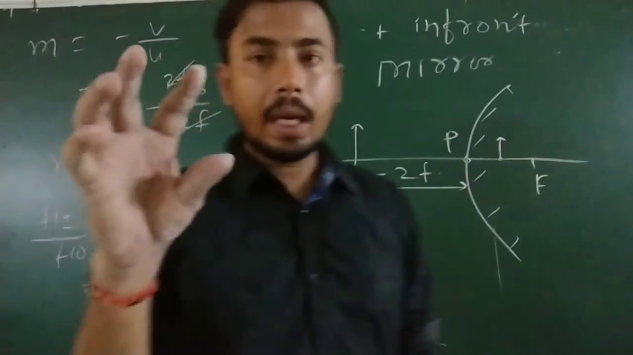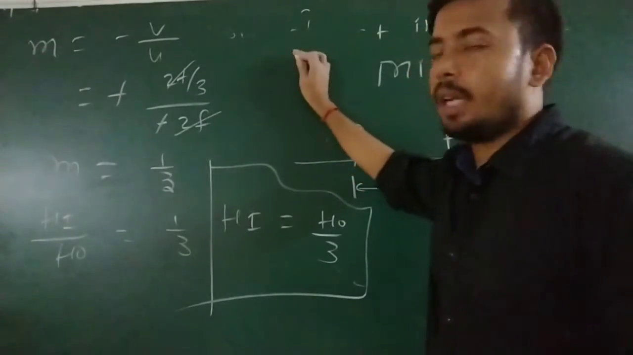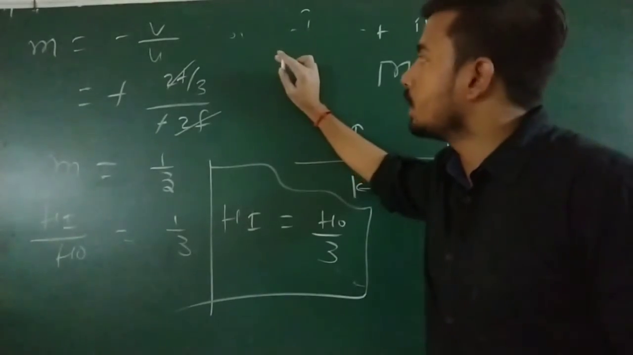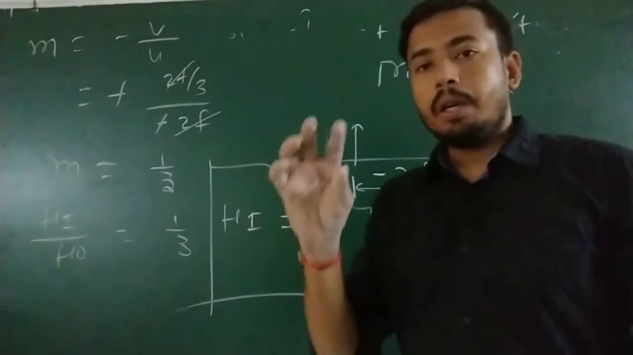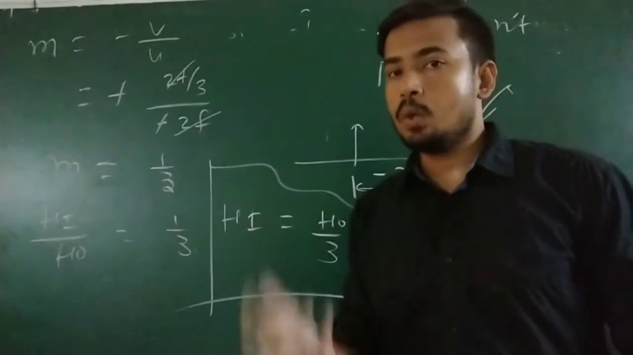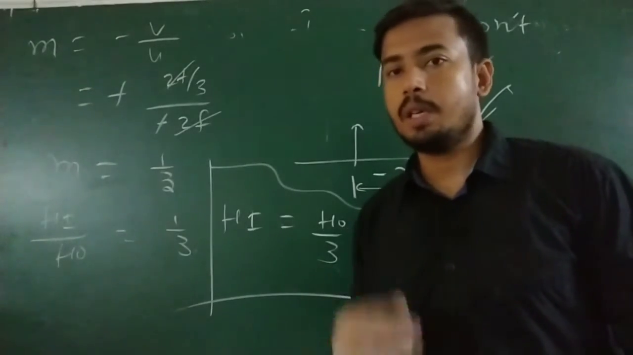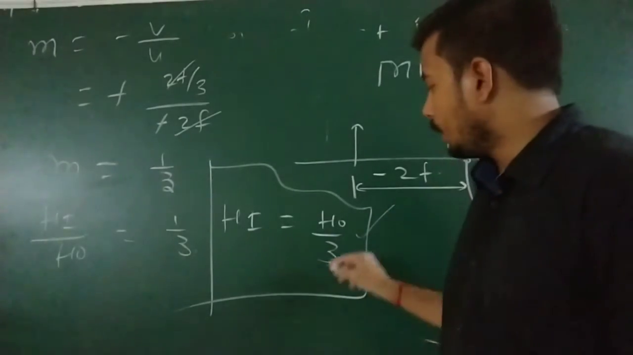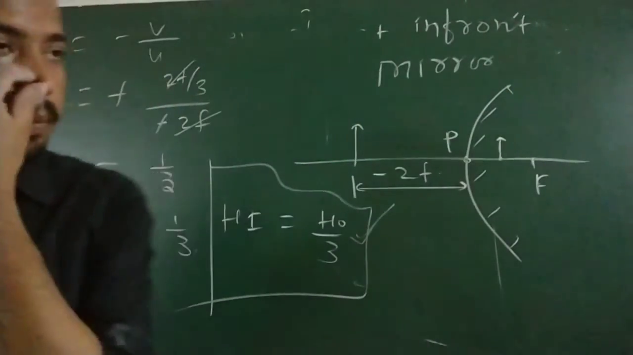So from here we can make one conclusion. For real image, magnification is negative, I have already given. And for virtual image, magnification is more than 0. Second, concave mirror can give us real image as well as virtual image. When they give virtual, magnification will be large, we will get a large image. But here, convex mirror gives only virtual image, and it is smaller in size, right?